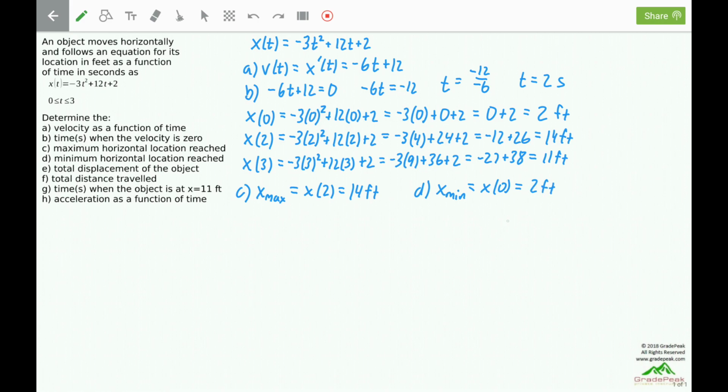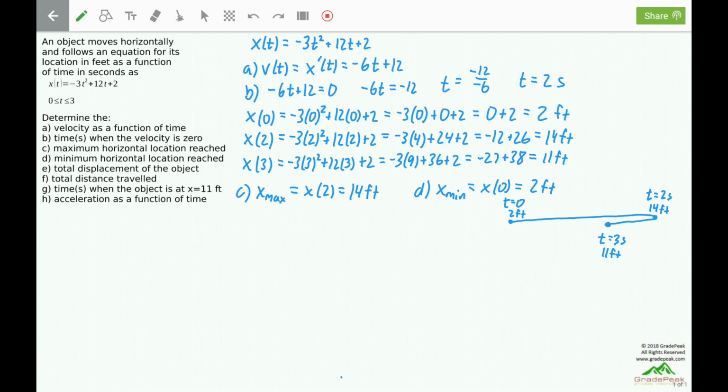What the object is doing is it's starting at time equals 0 at the 2 foot location. It's moving over, and by the time of t equals 2 seconds, it's at a location of 14 feet. And then it's turning around and going backwards, because by the time of t equals 3 seconds, it's moved back to 11 feet.